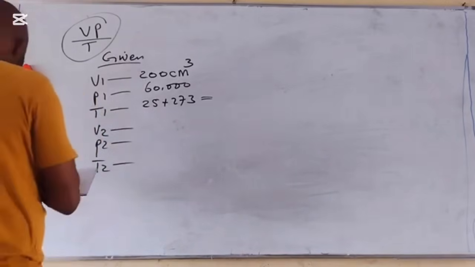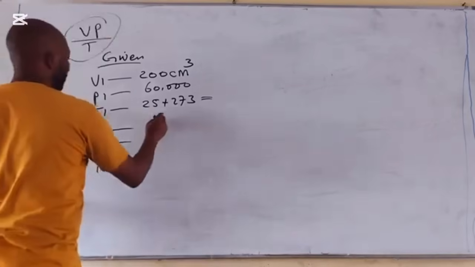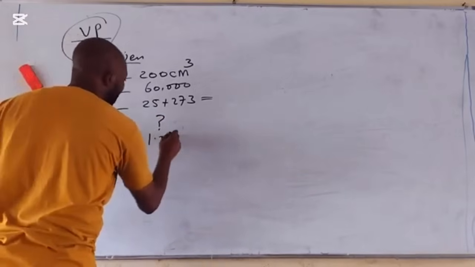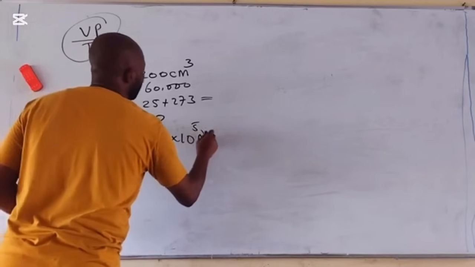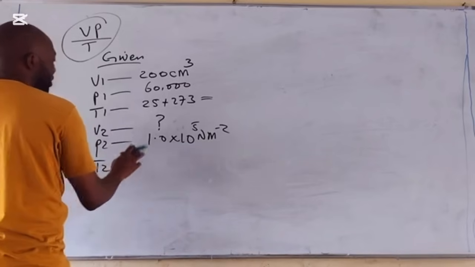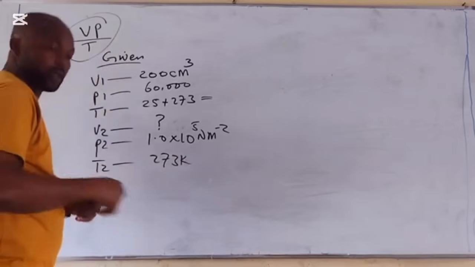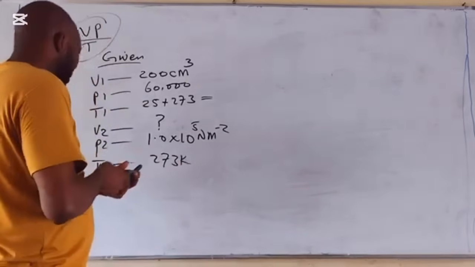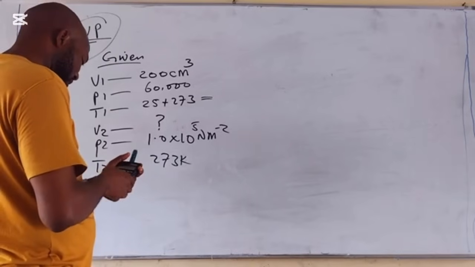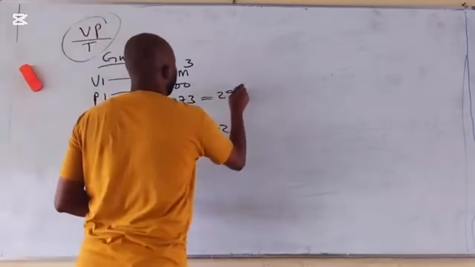At standard temperature and pressure, they ask what volume, so we're looking for V2. P2 is always the standard pressure, 1.0 times 10 raised to the power 5 Newton per meter squared. Temperature is in Kelvin, 273 Kelvin. Let's add that to get T1: 25 plus 273 is 298 Kelvin.